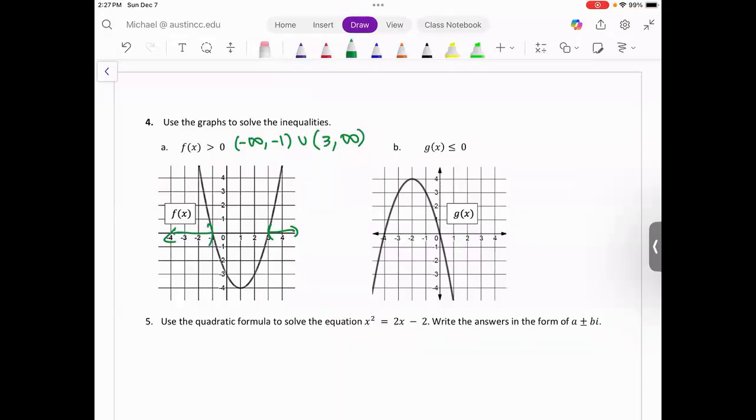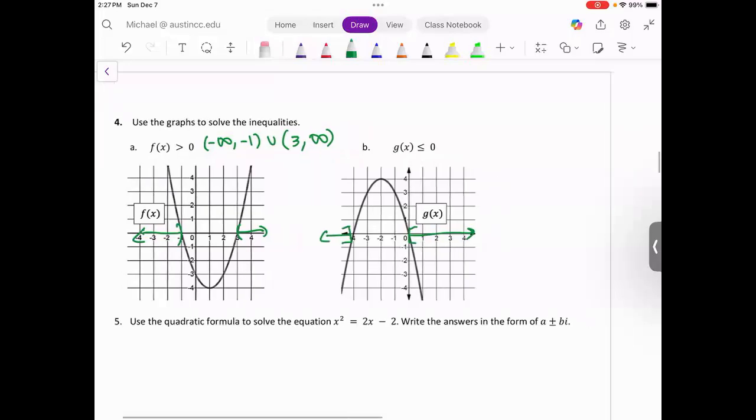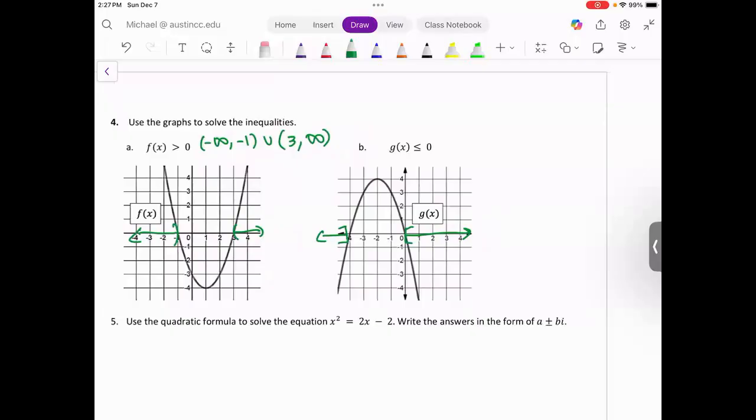Okay, and where is g of x less than or equal to 0? We cross 0 there at negative 4, everywhere to the right. So g of x is less than or equal to 0 from negative infinity to negative 4. We include that point, and from 0 to positive infinity.